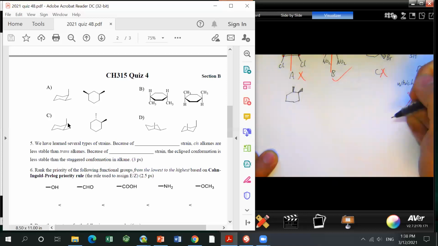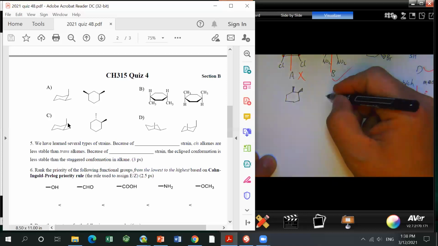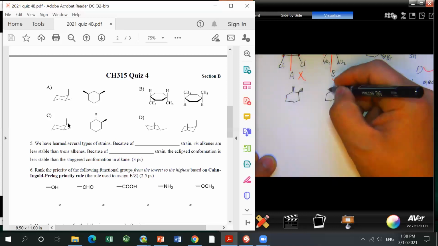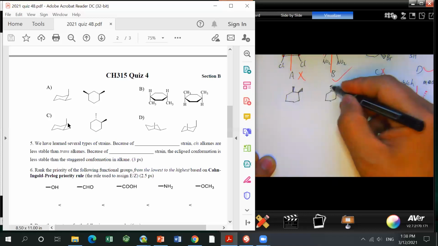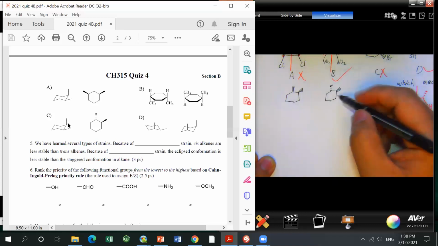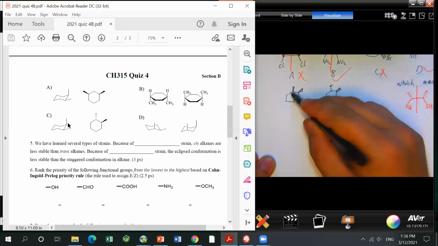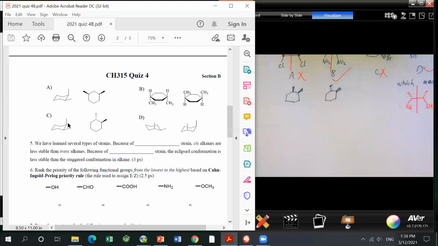You convert to a wedge bond. And then if we compare it to the other molecule, one is wedge, one is dash. Some are the same, some are opposite, so that's the typical diastereomer.